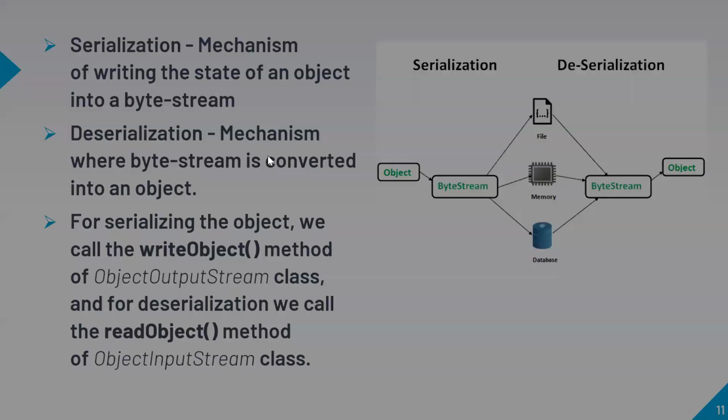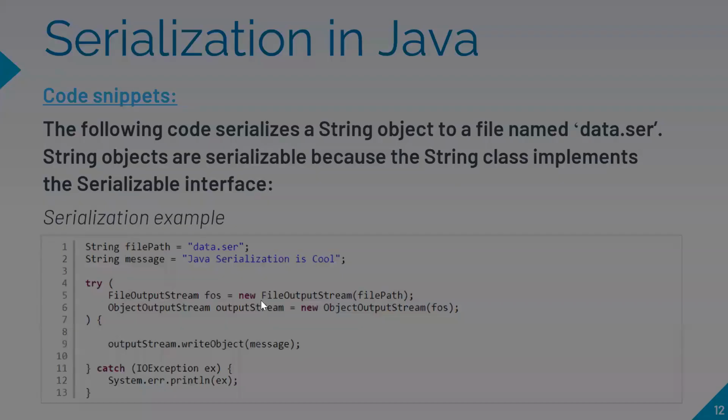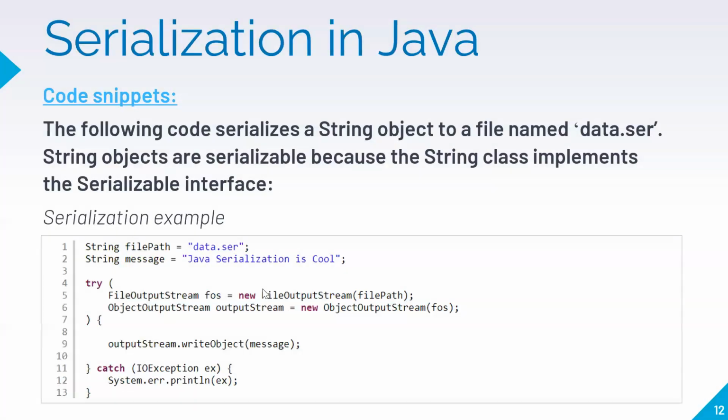So with serialization in Java, this is a small code snippet so that you get a better understanding of what serialization is. I've defined a file path called data.ser, and then there is a string object, say "Java serialization is cool". Now, how do I do serialization on this? I define a FileOutputStream and pass in the file path. Why do I pass in a file path? Because after converting that object into a byte stream, I need to store it in a particular file, that is data.ser.